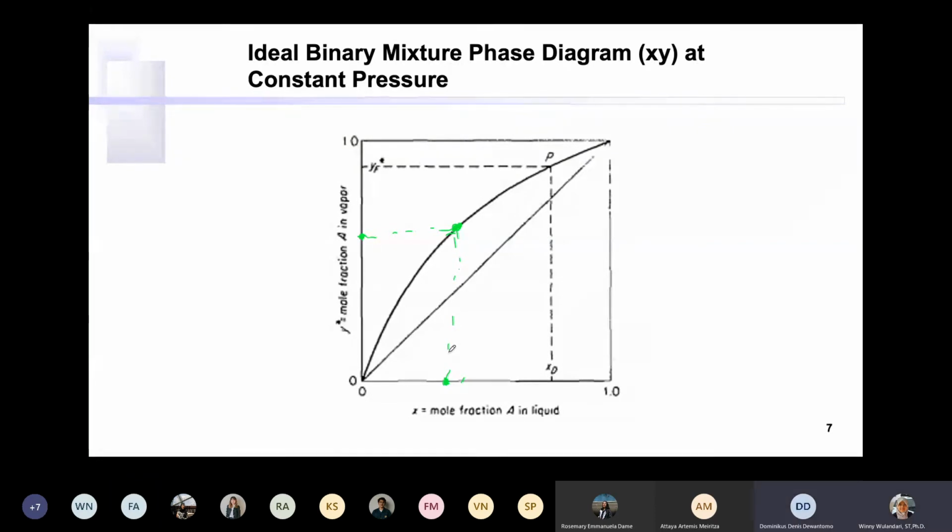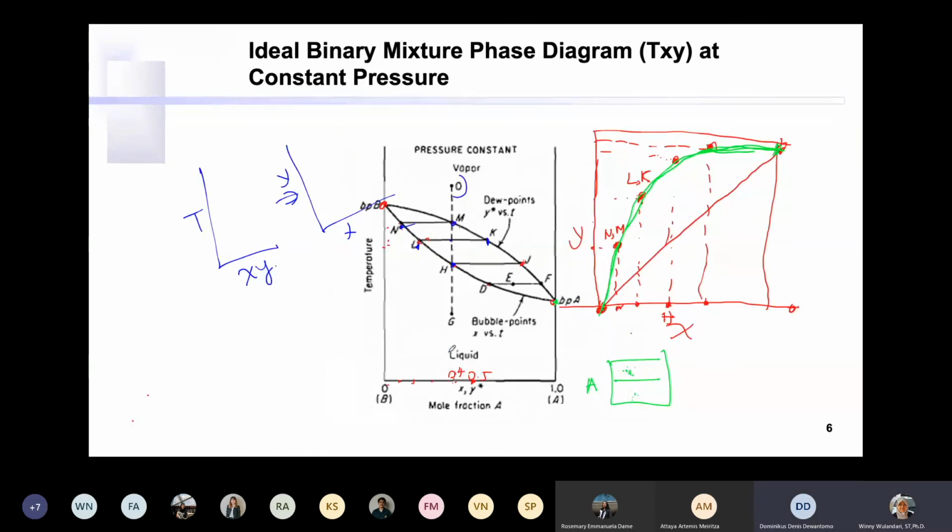Ma'am, I would like to ask, could you repeat how to change it from the VLE to the ideal binary mixture? Okay. From here to here.